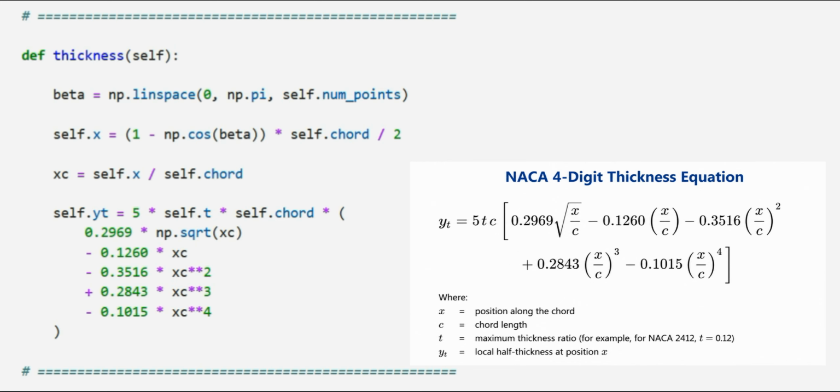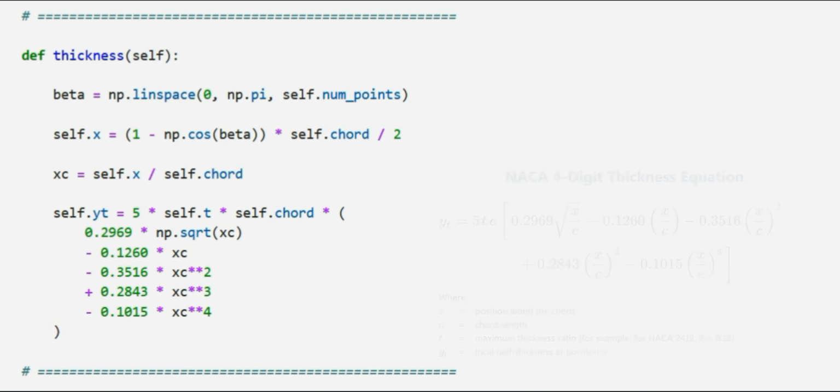Keep in mind that YT represents the half thickness. Therefore, the total thickness at any point is equal to twice yt. At this point, we have the x-coordinates and the thickness distribution. Next, we need to calculate the camber line to generate the final upper and lower surfaces.